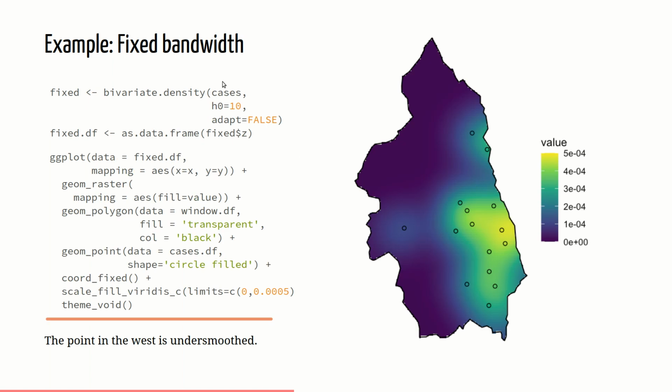So here's the fixed estimate. I feed it my cases, which is a PPP. I feed it a sample bandwidth. I've just picked 10 because it looked okay. There was no rationale for that other than it didn't look silly. And I've told it that adapt is false, so it gives me a fixed estimate. And then I'm just using ggplot here, but you could just go plot fixed, and it would come up with a map that looks a bit like that.